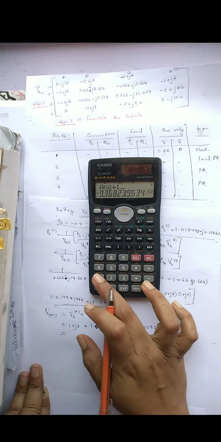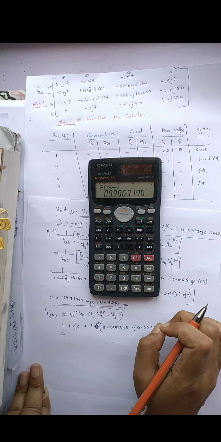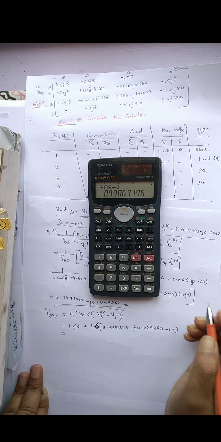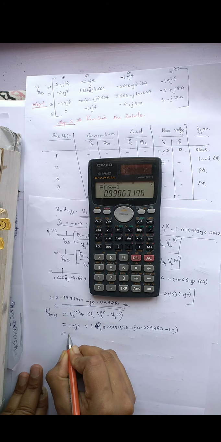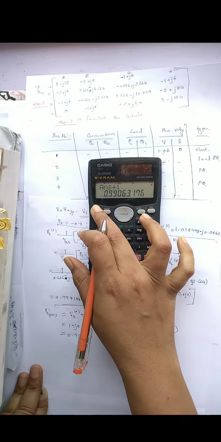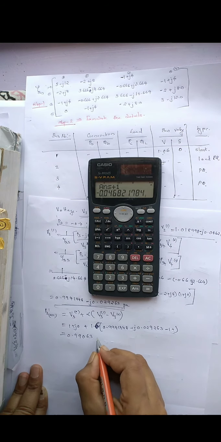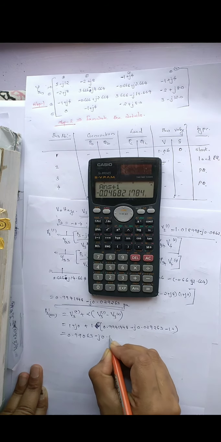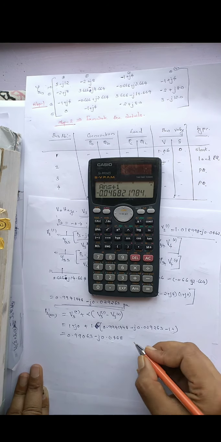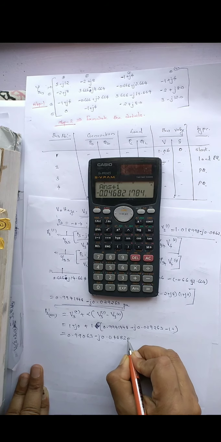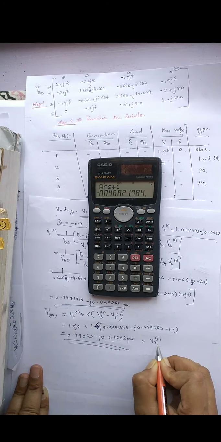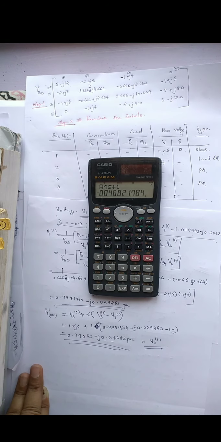Plus 1, I will get the value as 0.99. So my V3 accelerated value, I will get it as 0.99063, and the imaginary part is minus j 0.04682. Okay, this is the accelerated value. This I will take it for the value of V3 1.